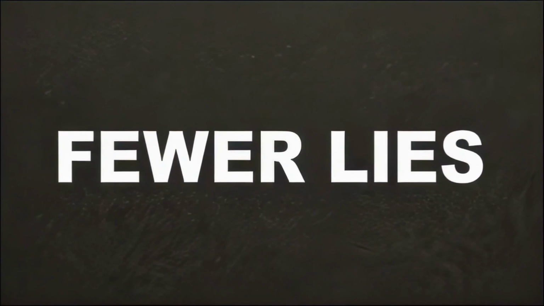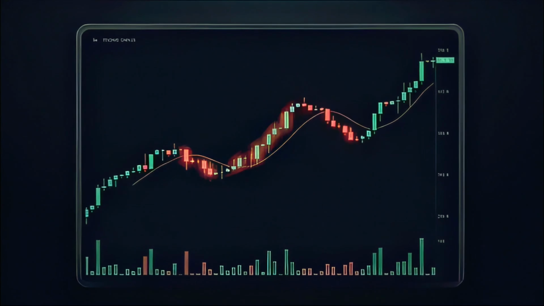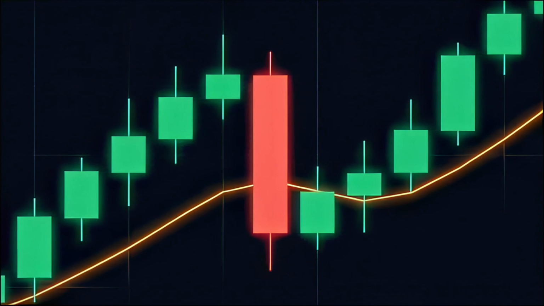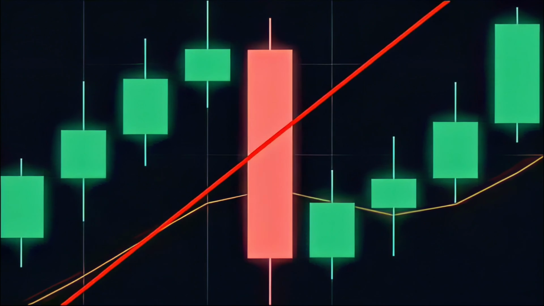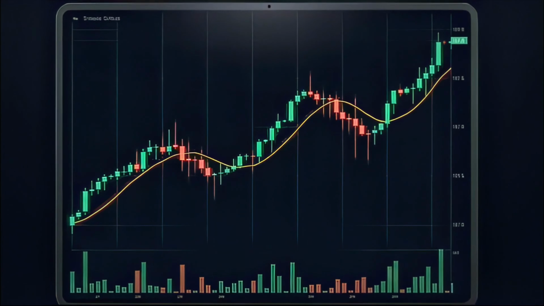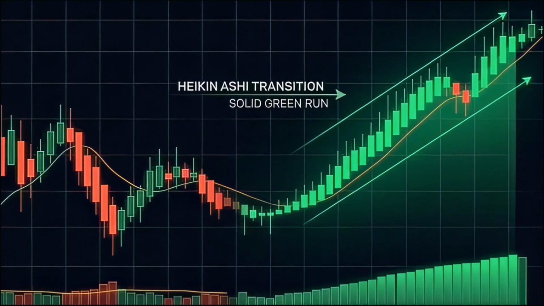So, what does that buy you? Fewer lies. On an ordinary chart, a healthy uptrend still produces a scattering of red candles. Price ticks down for one period inside a move that is clearly going up, and you get a red candle that means nothing. Do that repeatedly and your eyes start seeing conflict where there is only noise, and you talk yourself out of a good trend.